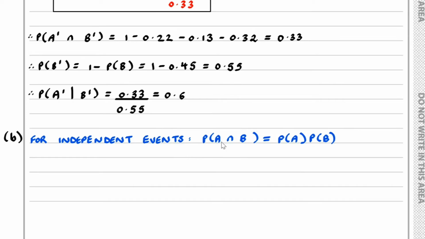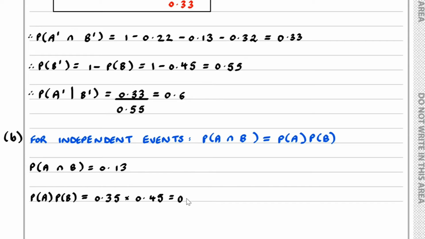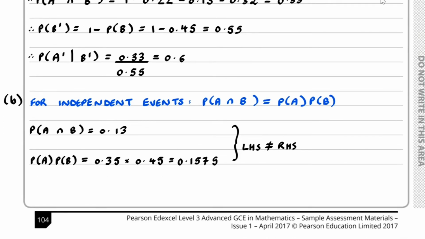For independent events, the probability of A and B is equal to the probability of A times the probability of B. So the probability of A and B is 0.13. The probability of A times the probability of B is 0.35 times 0.45, which is 0.1575. And because these two are not equal, the left hand side doesn't equal the right hand side in our condition, we can therefore conclude A and B are not independent.